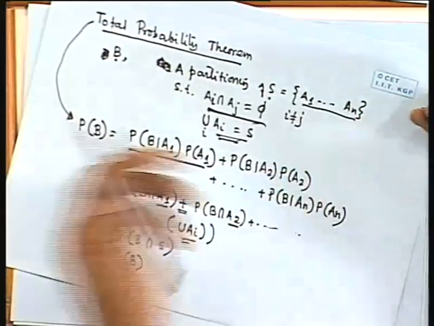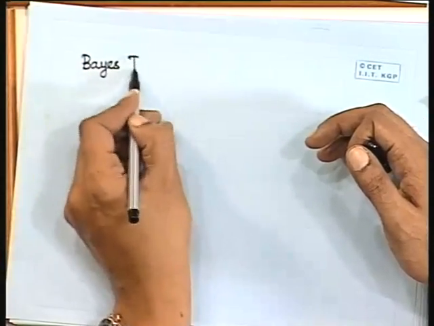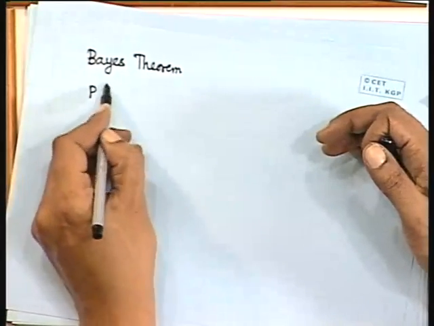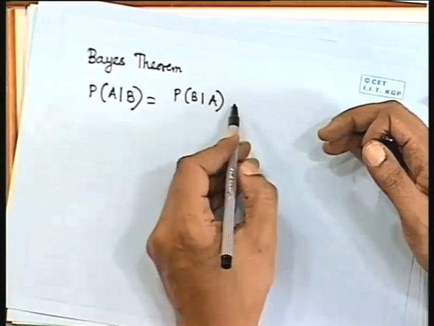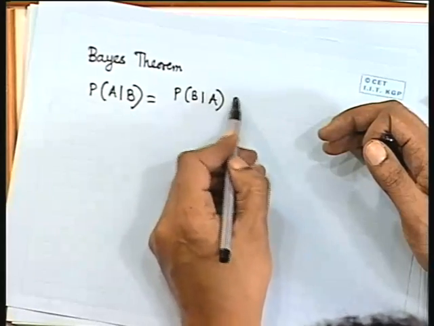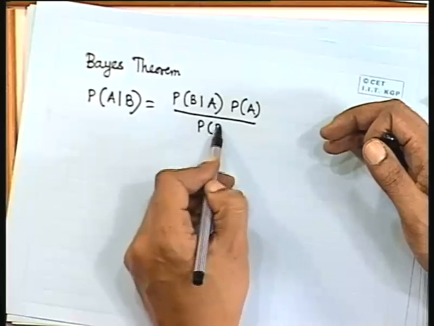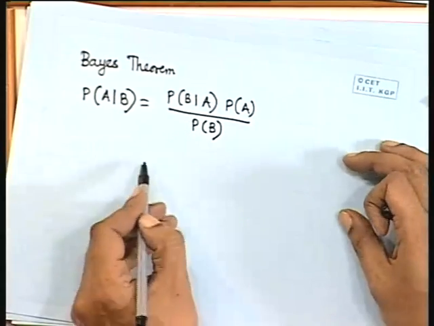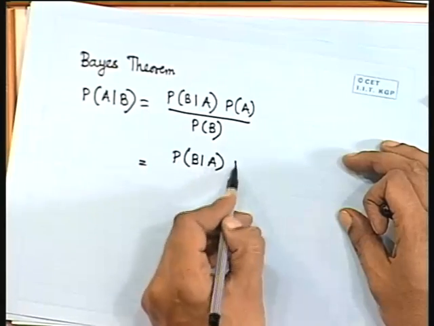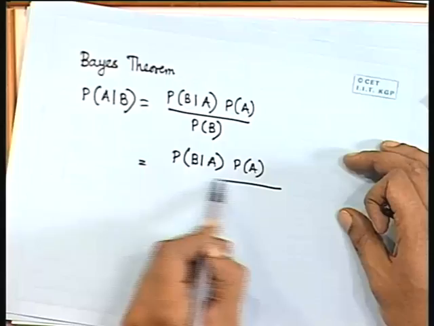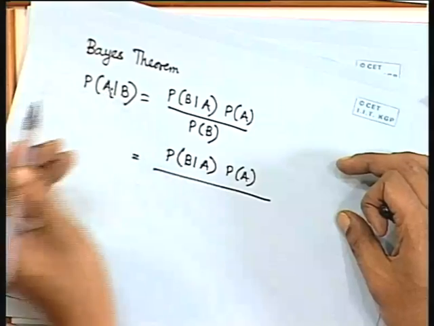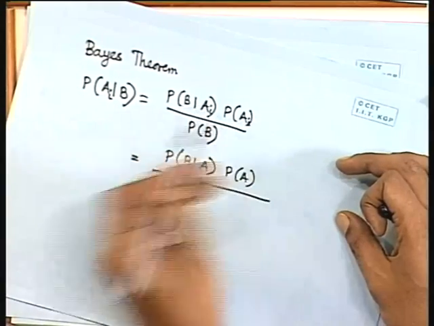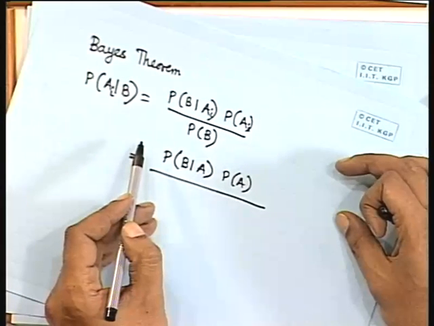So this is the total probability theorem, and based on that, and we'll end here today because you have another class, we have the celebrated Bayes theorem, which says that probability of A given B is nothing but probability of B given A into probability of A divided by probability of B. So you can also write it, if you have n number of A's, as probability of AI given B equal to probability of B given AI into probability of AI.